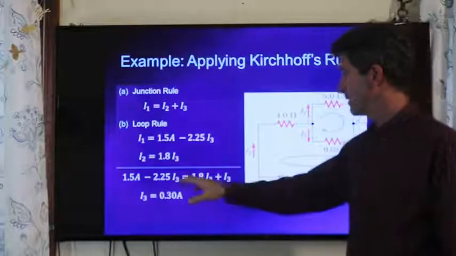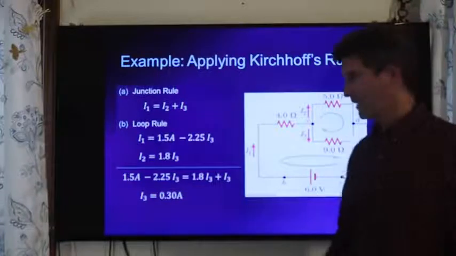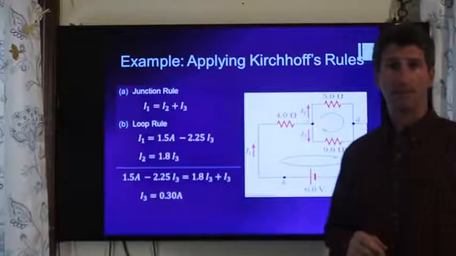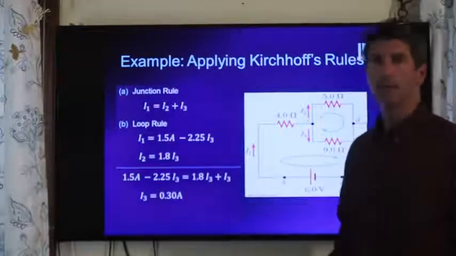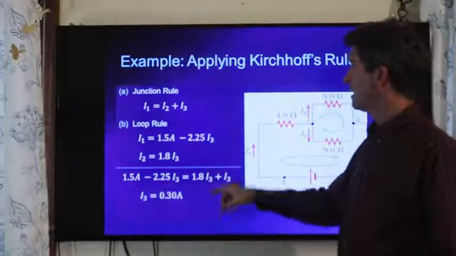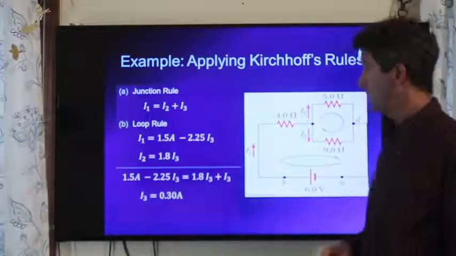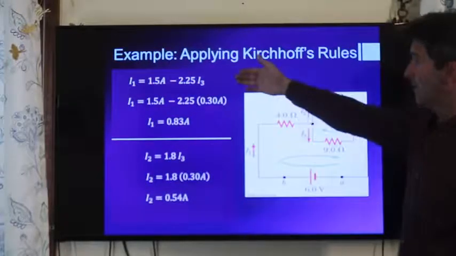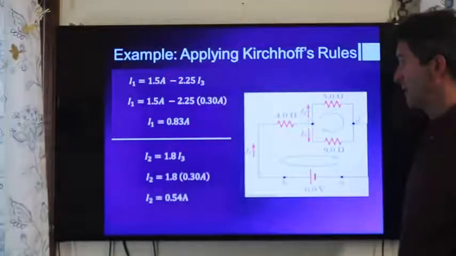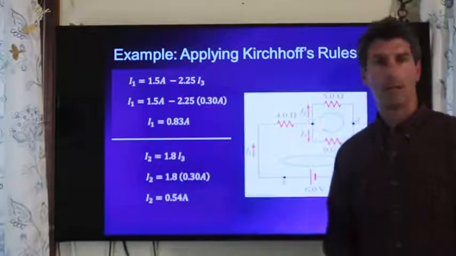I solve for this. I put all my I3s on the left-hand side, I put all my current on the right-hand side, do the algebra, and we find we have 3/10 of an amp. So once I know I3, I can solve for the others. I plug this into this equation to get I1, and plug this into this equation to get I2. So here's I1, I make my substitution for I3, I get 0.83 amps. Here's my equation for I2, make my substitution, and I have I2.